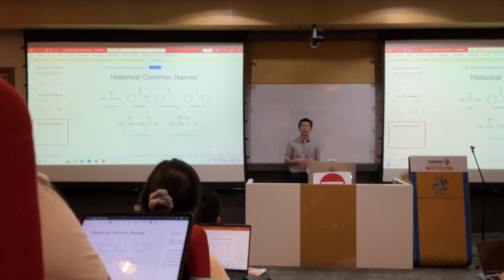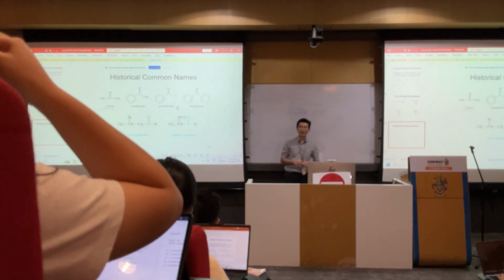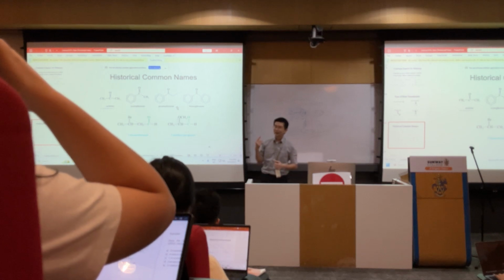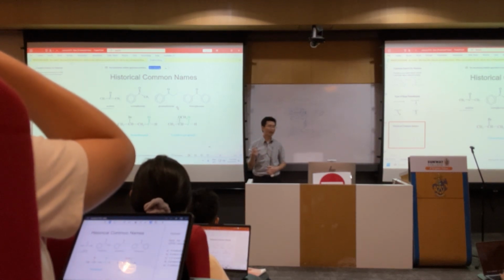Okay. So in the previous experiment, we used acetic acid, right? Some of us do not know what acetic acid is. So acetic acid is a class of compound that has one methyl group.